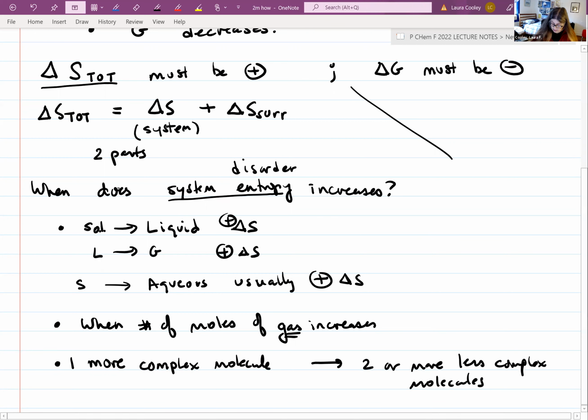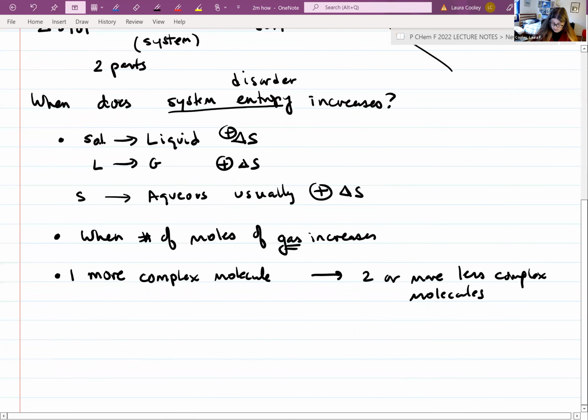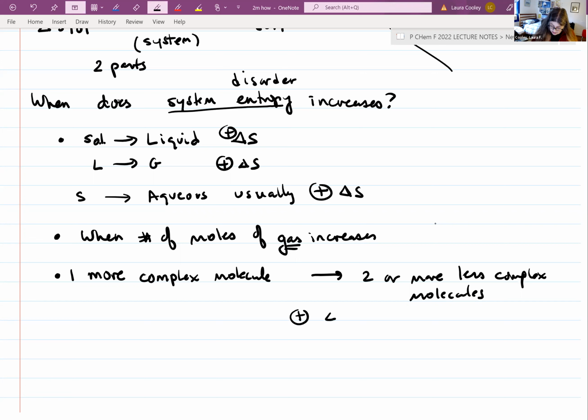Okay, so you're increasing the number of molecules, then this will generally have a positive delta S as well. Basically, one molecule versus two molecules will have a greater amount of disorder. One molecule can move around, but 2 molecules are going to move twice as much. So that would also give you a positive delta S. So those are the reasons why system entropy might increase.